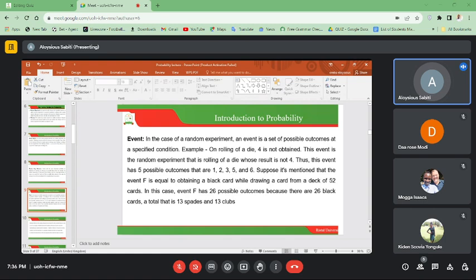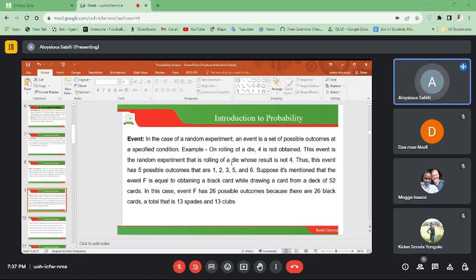Another key statement that we need to look at here is what we call an event. In the case of a random experiment, an event is a set of possible outcomes at a specified condition. For example, when you roll a die and 4 is not obtained. This event is the random experiment that is rolling of a die whose result is not 4. Therefore, this event has 5 possible outcomes that are 1, 2, 3, 5, and 6.